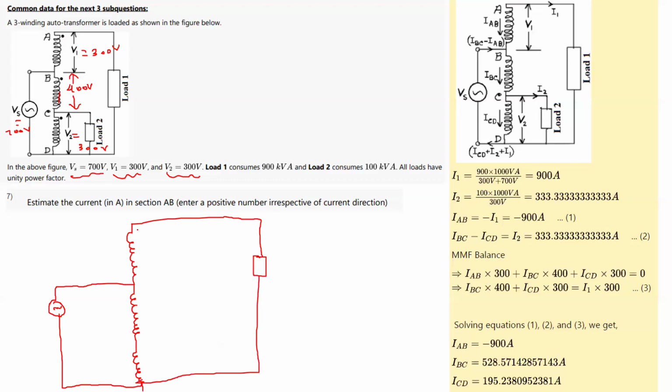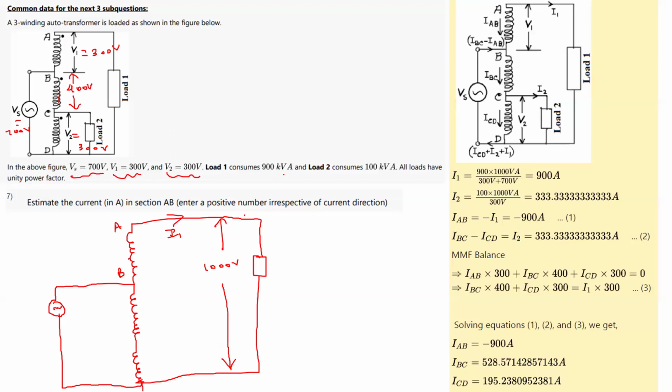This load is connected across the series connection of these three windings. So this load is seeing 400 plus 300 plus 300, that is 1000 volt, and this is the 900 kVA. So if I calculate, I'll get the current here. This current will be like this. Basically in the AB section, the current will be nothing but the current going like this, right? So this is the AB section. Here for this question, if I directly calculate for this load one, what is the load kVA rating?